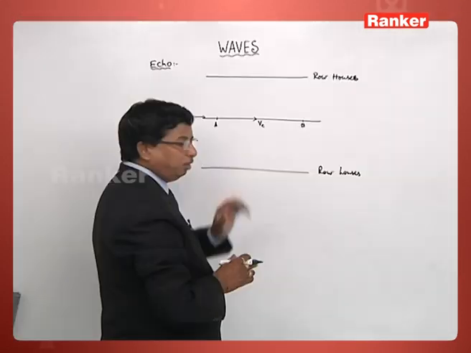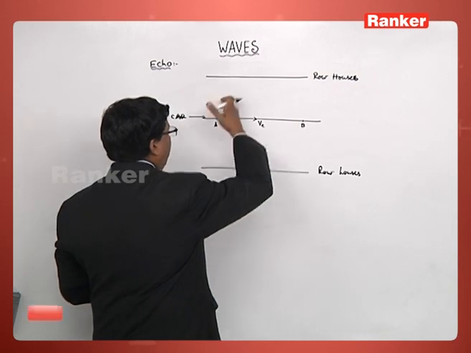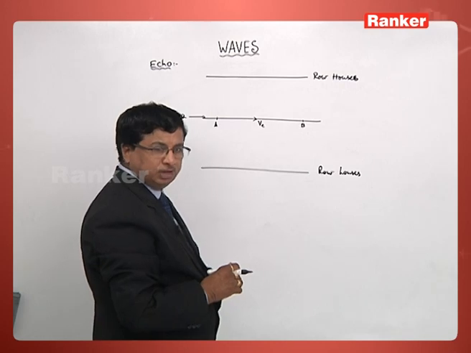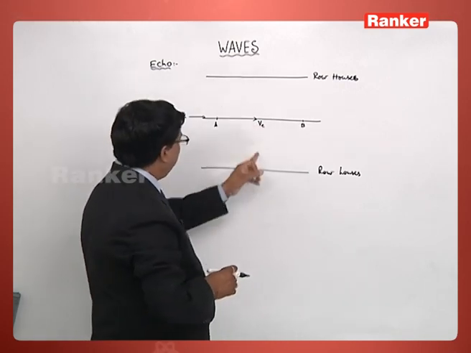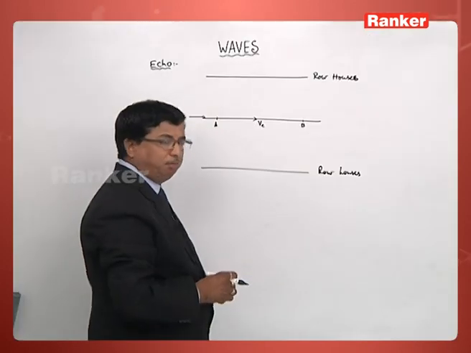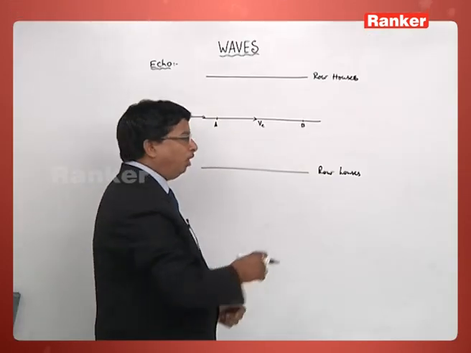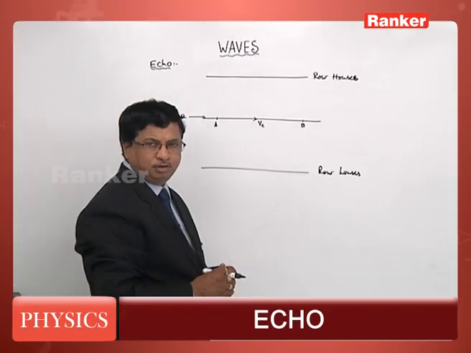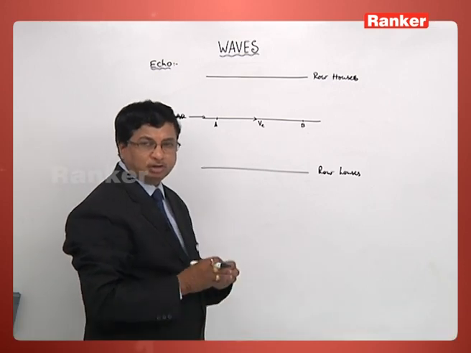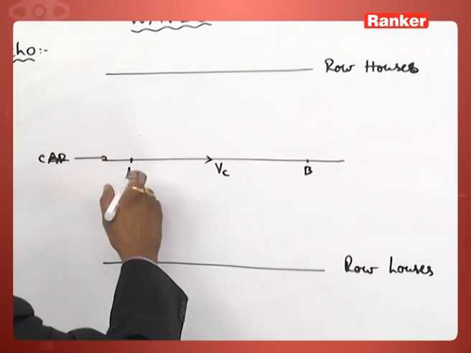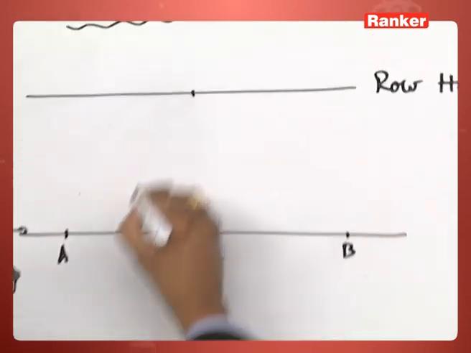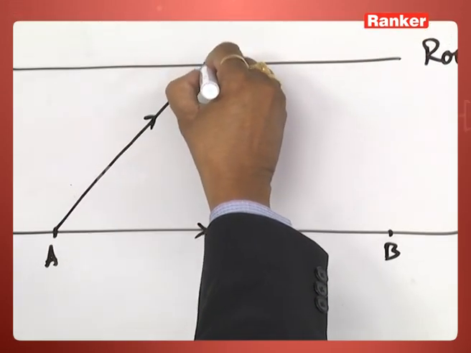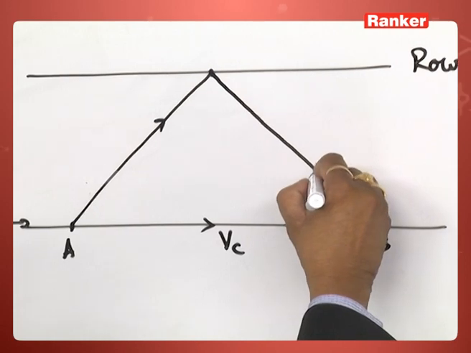Now this is actually the description. If the time after which the echo is heard is known to us, then one can directly calculate what is the width of the road in between the row houses, or what is the distance between these two row houses which are parallel to each other. That is what actually the concept we just have to finalize. So when we talk about this point A, first this sound goes to the row house and it just comes back after the reflection like this.